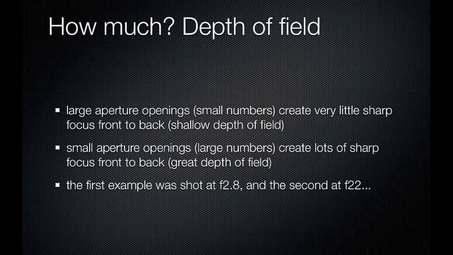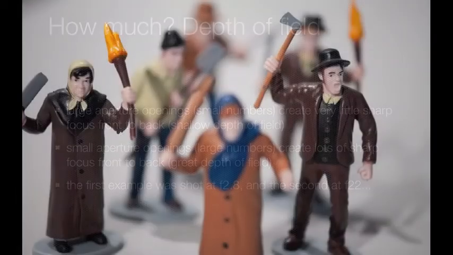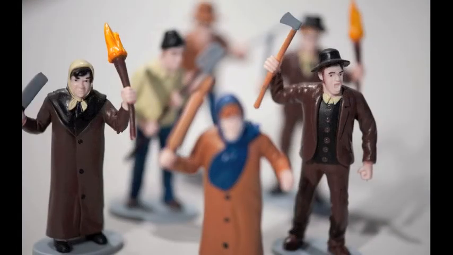So let's look at some examples. The first example was shot at f2.8, which is a very wide or large lens aperture. And the second was shot at f22, which is a very small lens aperture. Now here's the first image.